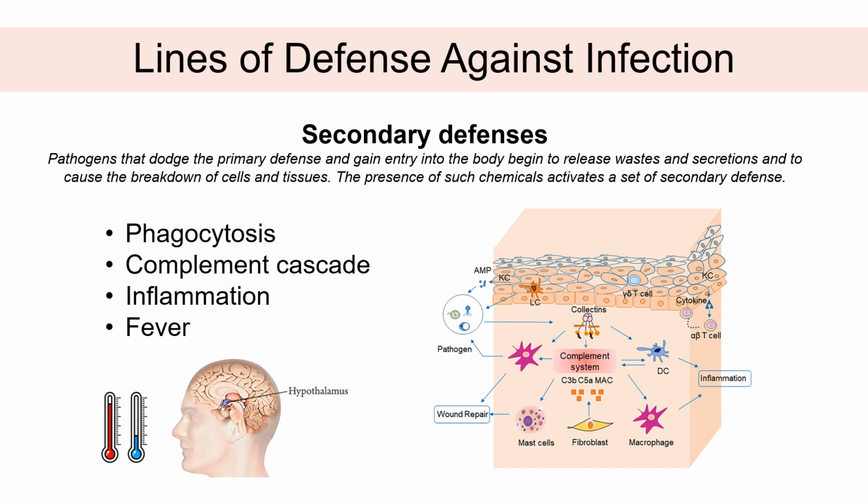Then we have the complement cascade. So this is a series of enzymes, and these enzymes, together with chemical mediators, which are another word for chemical messengers, are also aimed to bring a resistance of cells to come to the area. So you don't have to know all the details, just know that this exists, and these are all of these specialized cells coming together. Another crucial part of our secondary defense is inflammation.